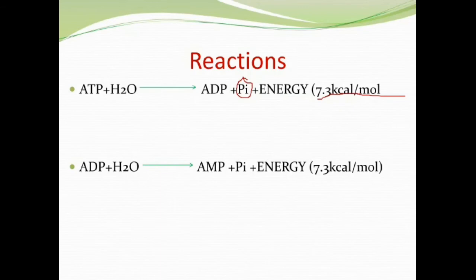Similarly, when ADP is utilized in the second phase, we can see that, adding up with the water molecule, it is also releasing 1 molecule of phosphate, and it is reduced to adenosine monophosphate. And it again releases an energy of 7.3 kilocalories per mole.